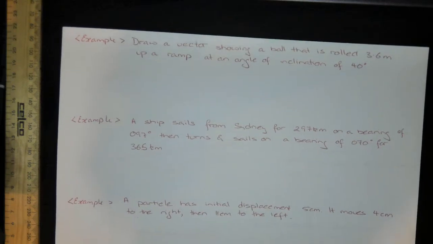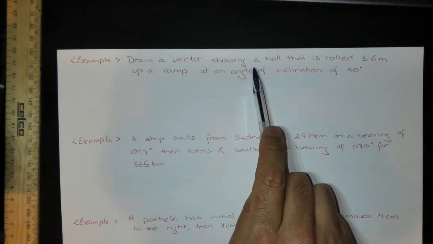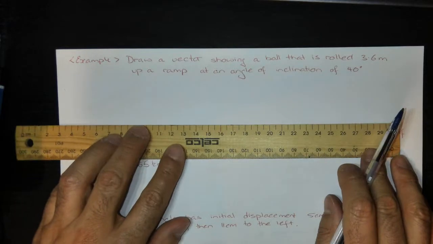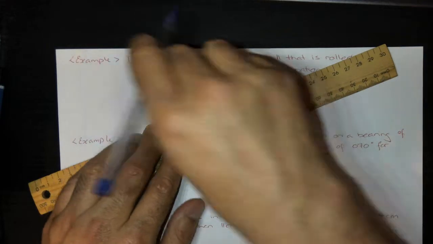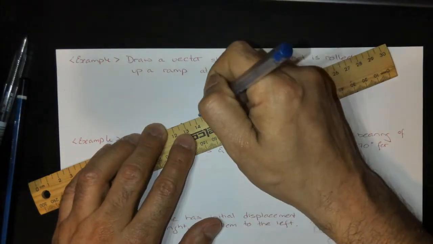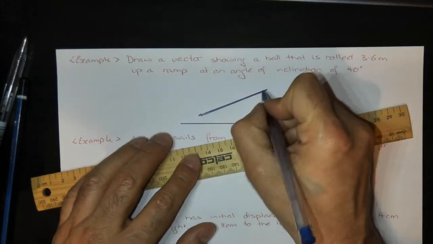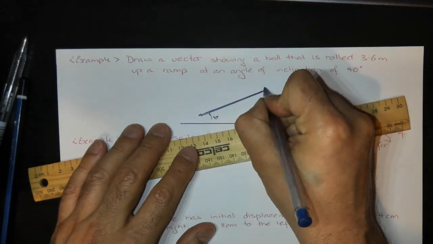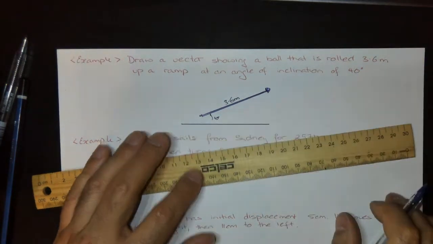All right. Let's do some examples. We want to draw a vector showing a ball that is rolled 3.6 meters up a ramp at an angle of 40 degrees. So maybe I'll do the vectors in blue. Okay, it is going up. There's your 40 degrees, and it's 3.6 meters. And that's my vector there.